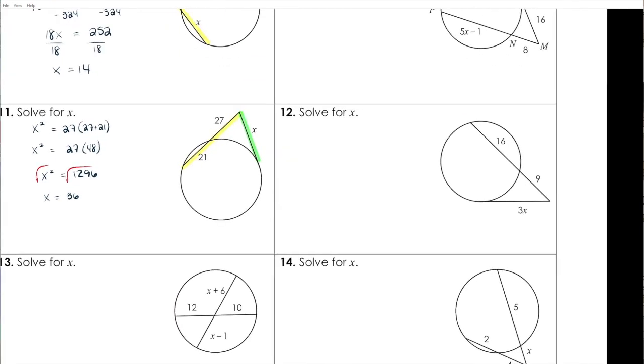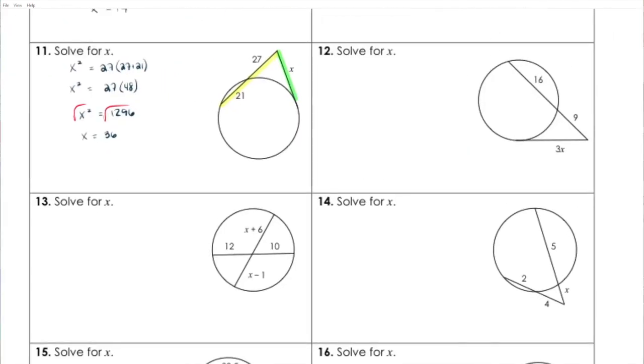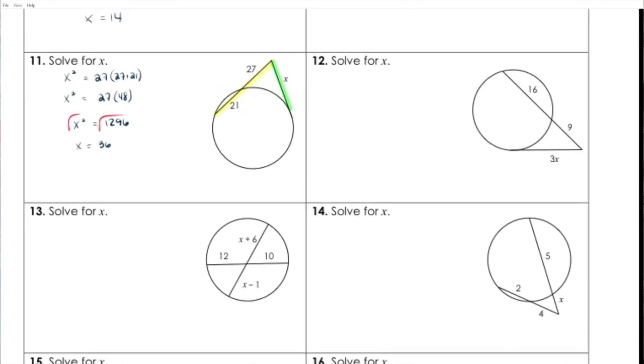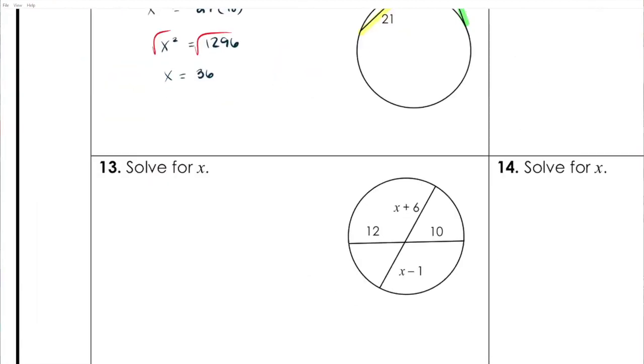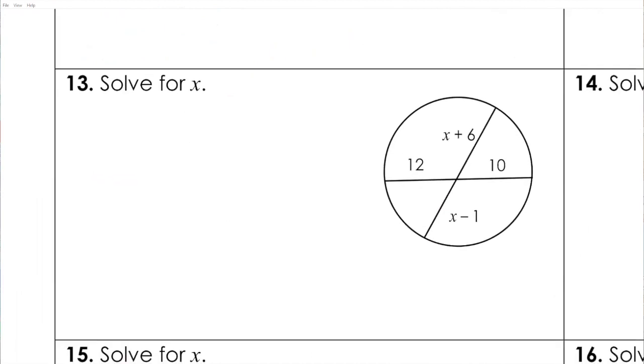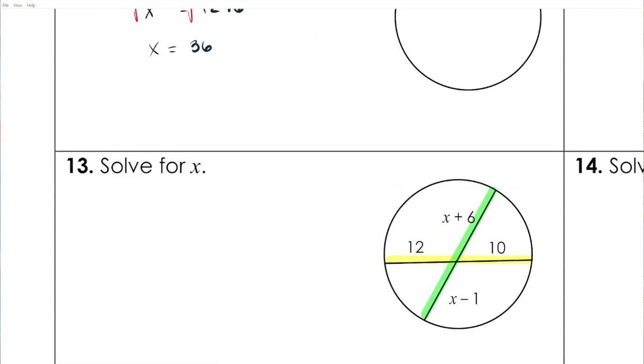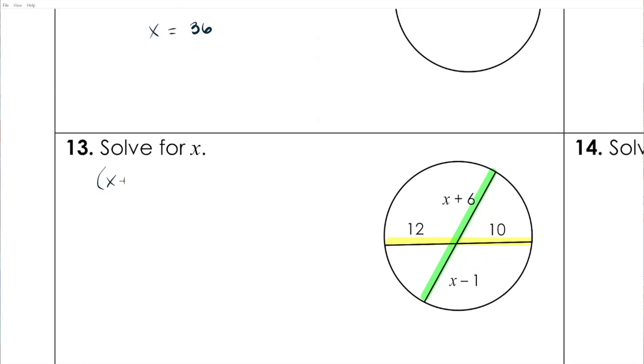All right, y'all want another easy one, or y'all want to go ahead and jump into the pool? They said jump in. Here we go. So what type of intersection do we have, inside or outside? It's inside. So we're just taking our two pieces and multiplying them together. So for the left side, let's go x plus 6 times x minus 1. Oh boy, we get to FOIL. And then the right side, we have 12 times 10.